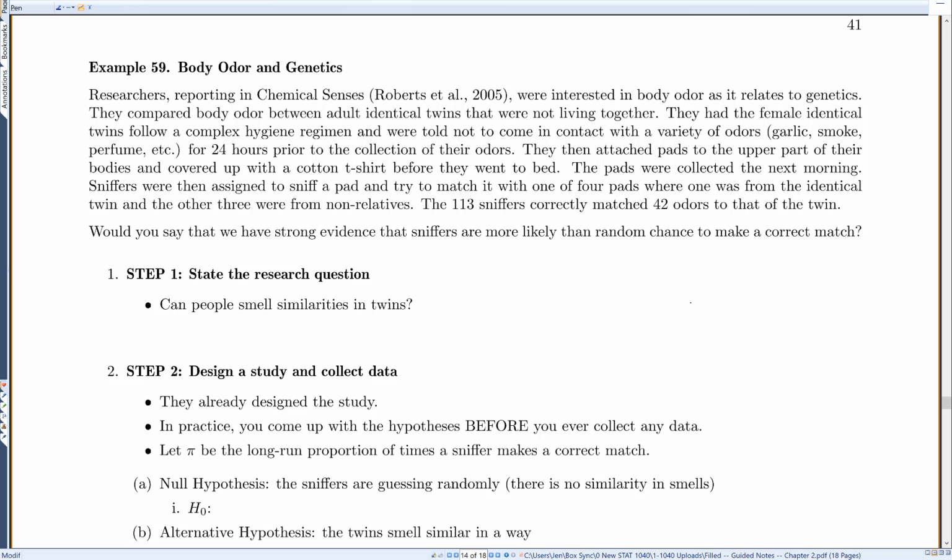The pads were collected the next morning. Sniffers were then assigned to sniff a pad and try to match it with one of the 4 pads, and so one was from the identical twin and the other 3 were from non-relatives.